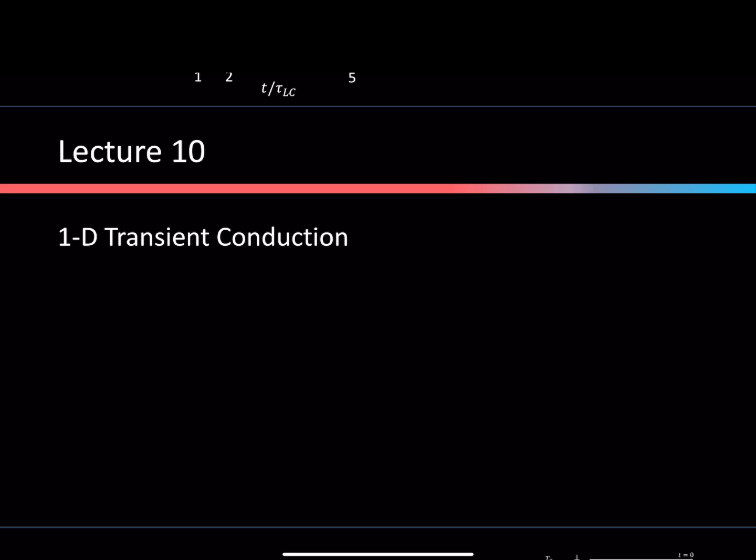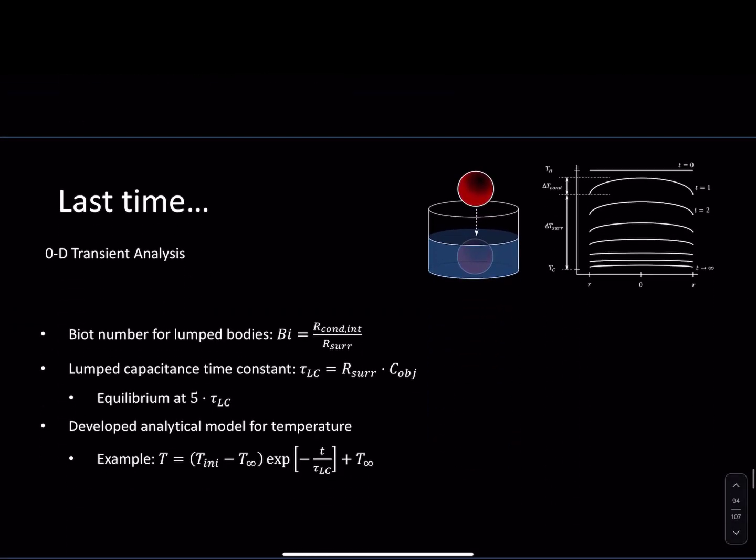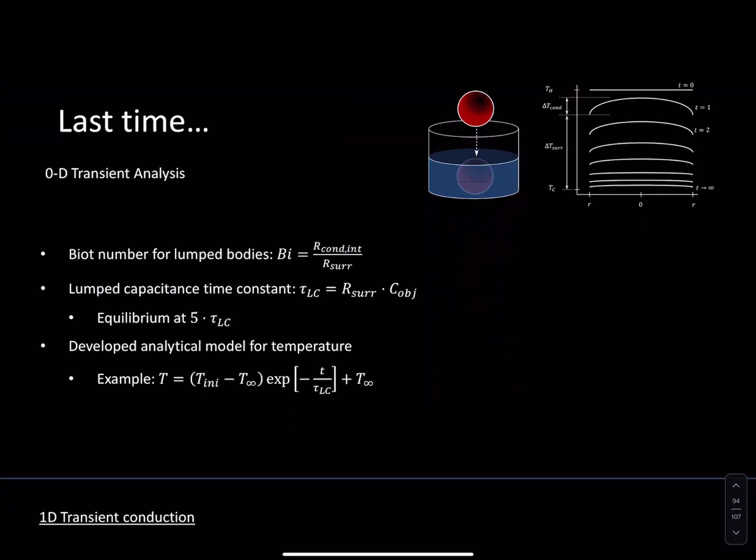This lecture we're going to be talking about 1D transient conduction. 1D transient conduction for us means that there's heat transfer in one dimension and there's a change in the temperature profile with time. So we're looking at essentially a 2D problem, but one of the dimensions happens to be time. Remember last time what we talked about was this idea of 0D transient analysis.